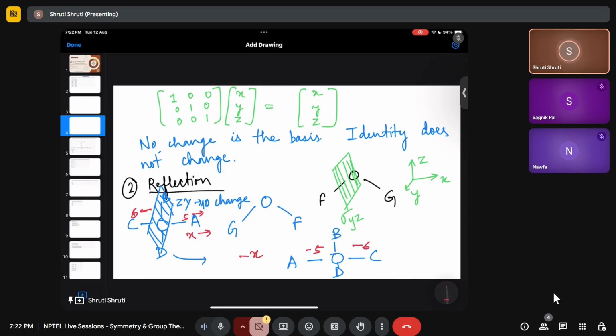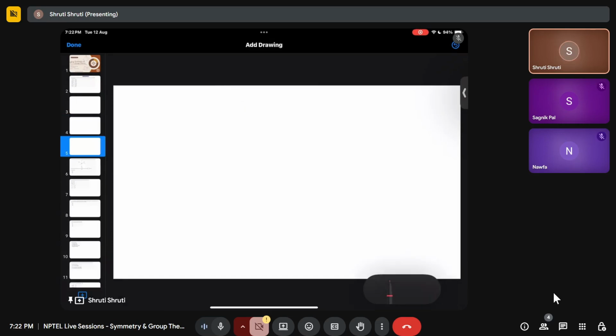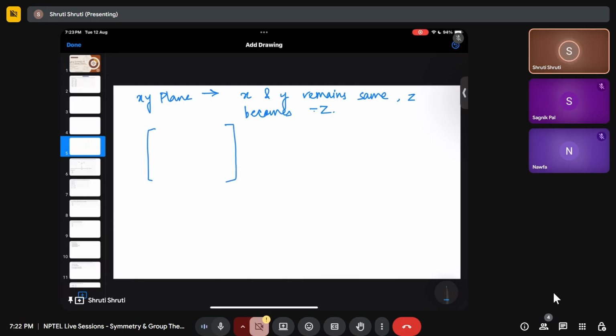So this is what a plane does. Whatever plane you are applying, those coordinates will not change, and the remaining coordinate will change. So how do we represent this? Suppose I apply the xy plane. In this, x and y remain the same and z becomes -z. So in matrix form, how do I represent this?